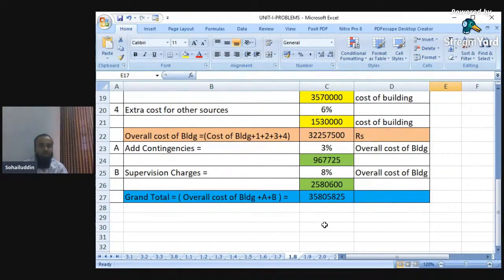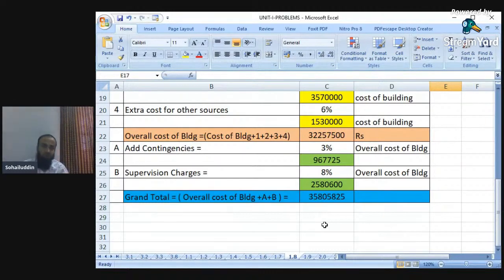The overall cost of building is nothing but the cost of building plus serial numbers 1 to 4. Addition of that is nothing but this cost, that is 32 crores 25,700 and 3 crores 22,000, or 32,32,257,500. Contingency is nothing but 3% of this cost, and supervision charges is again 8%, and the grand total cost of the building is this.